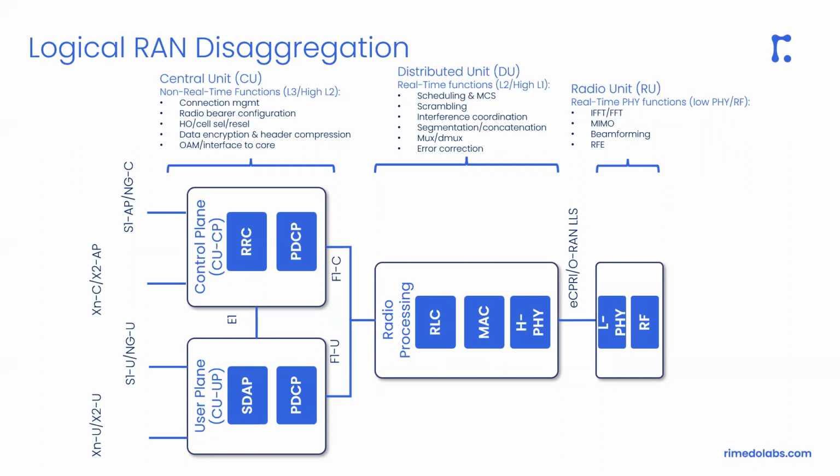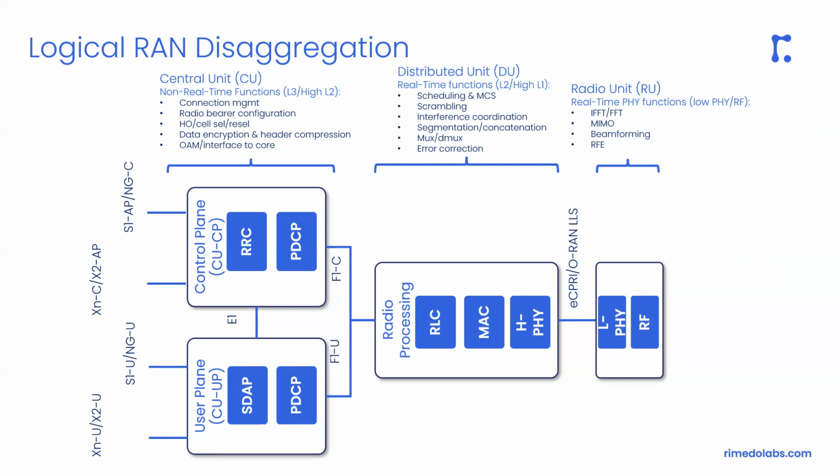So again, in contrast to what we just saw, the CU is also split into a user plane part and a control plane part. That is standardized with 3GPP, with the E1 interface between control plane and user plane within the centralized unit. And then we have F1-C and F1-U, accordingly, that is connecting it to the distributed unit.